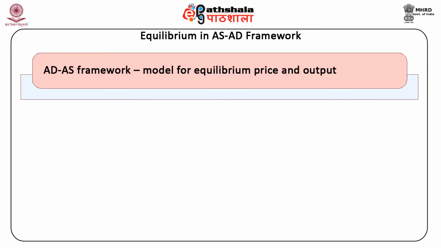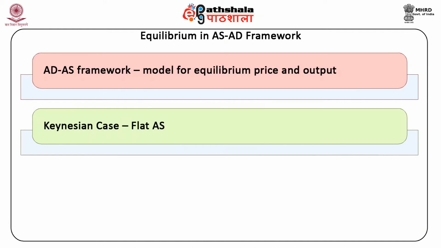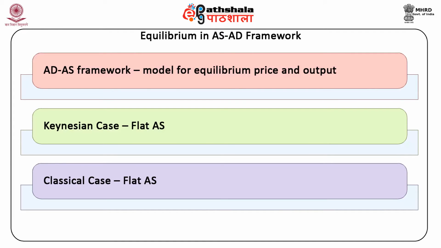Recalling that with totally rigid prices the AS curve is flat in the Keynesian case, and with full price flexibility the AS curve is vertical in the classical case. For our analysis here, we take the most general case and assume prices are neither completely rigid nor fully flexible, and consider the intermediate range or an upward sloping AS curve.